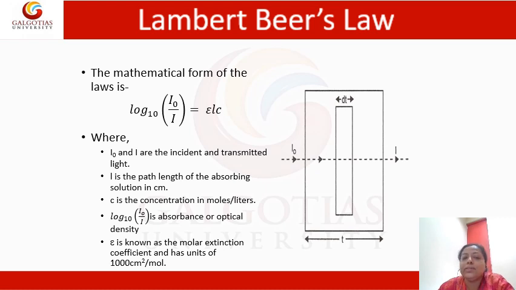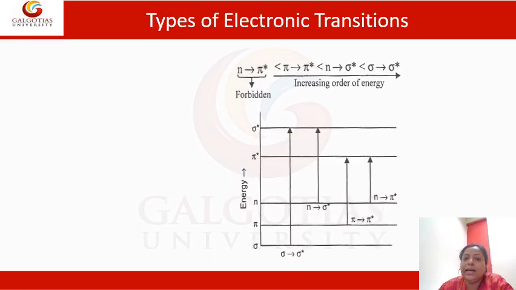So this Beer-Lambert law can be simplified and written as capital A is equal to epsilon into L into C. Now, when we study UV visible spectroscopy, it is important to understand the different types of electronic transitions that are possible in a given particular molecule.